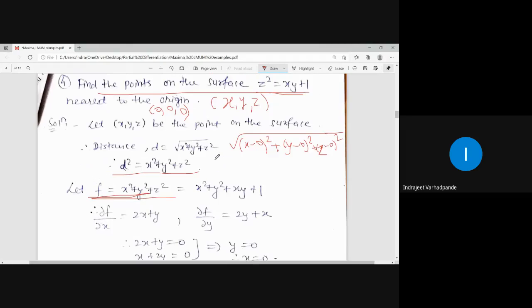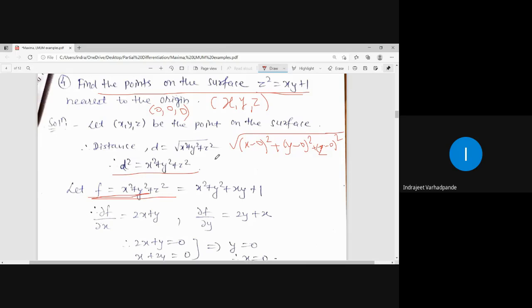Here, what is the expected answer? Will the function be minimum or maximum? Minimum. Why minimum? Because it is nearest to the origin, and the nearest distance from the origin is minimum. So I will have to show that the distance is minimum. I hope you understood what is to be calculated here. Distance is to be calculated, and we have to show that the distance is minimum from the origin.